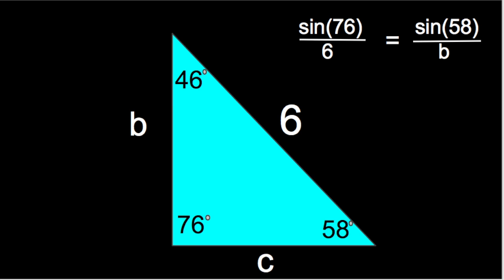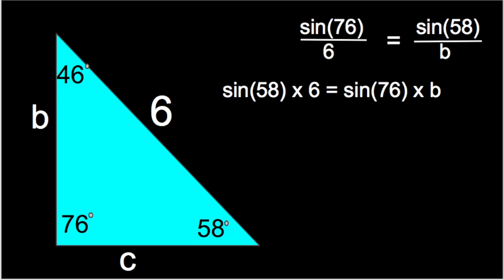So we can use the law of sines if we input our numbers. So the sine of angle A, which is 76, over side length A, which equals 6, is equal to the sine of angle measurement B over side length B. So now we need to cross multiply so that we can figure out our unknown side length. So when we cross multiply, we get the sine of 58 times 6 equals the sine of 76 times the side length of B. Now, let's put the sine of 58 times 6 into our calculator so we can figure out what that number is.